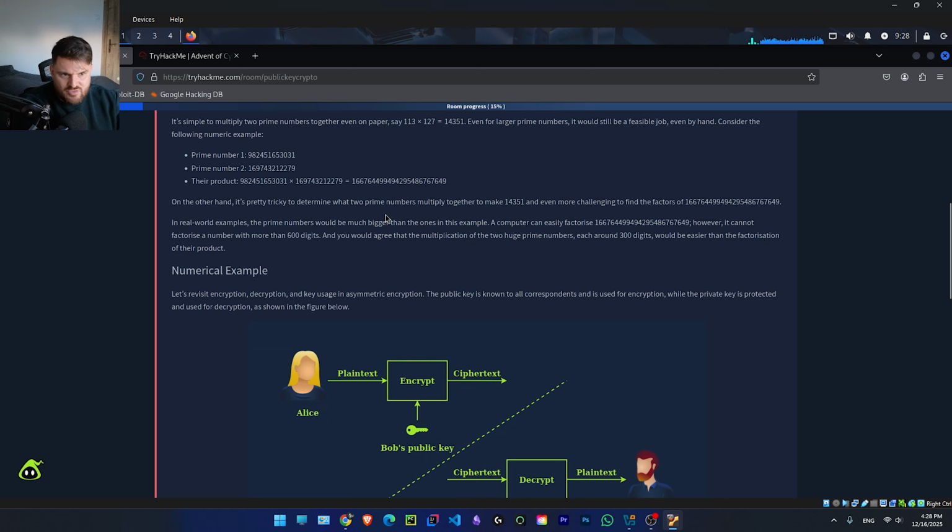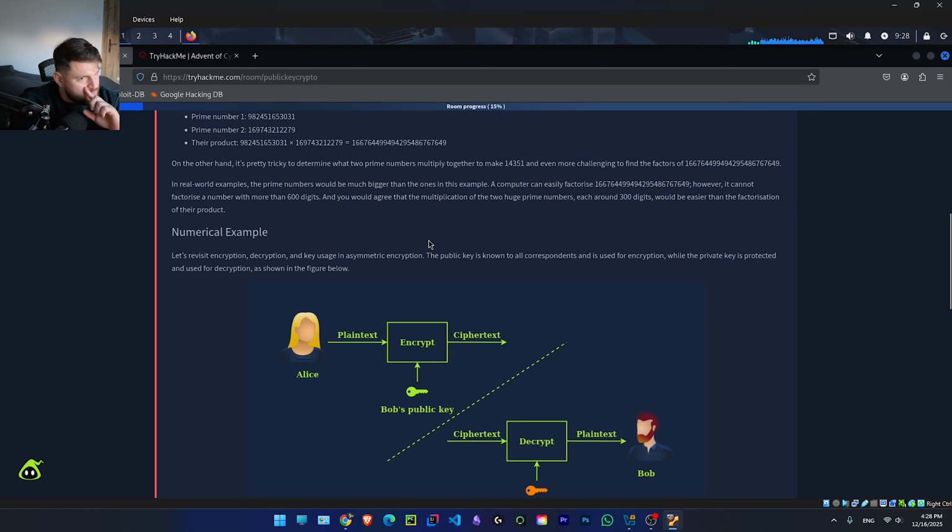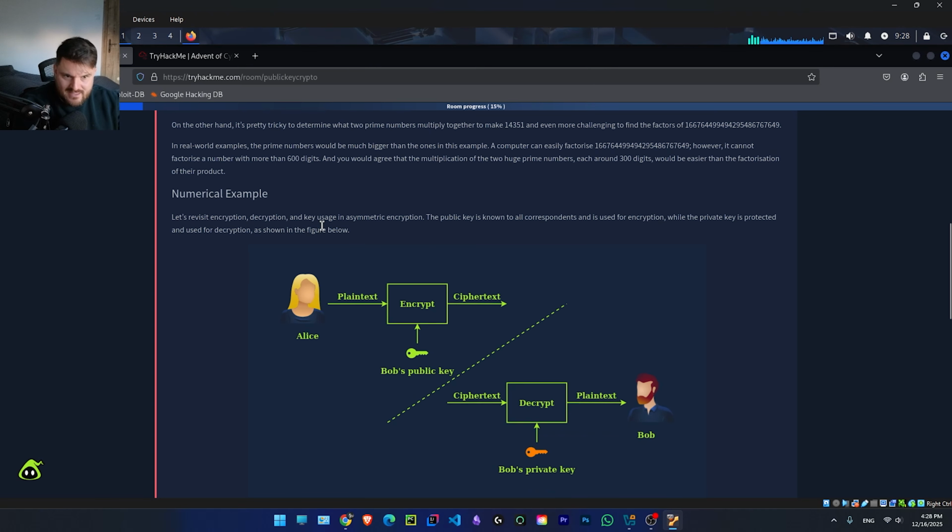On the other hand, it's pretty tricky to determine what two prime numbers multiply together to make 14,430 and 51, and even more challenging to find the factors of this. In real-world examples, the prime numbers would be much bigger than the ones in the example. A computer can easily factorize this number. Computers are good at this. However, it cannot factorize a number with more than 600 digits. And you would agree that the multiplication of two huge prime numbers, each around 300 digits, would be easier than factorization of their product.